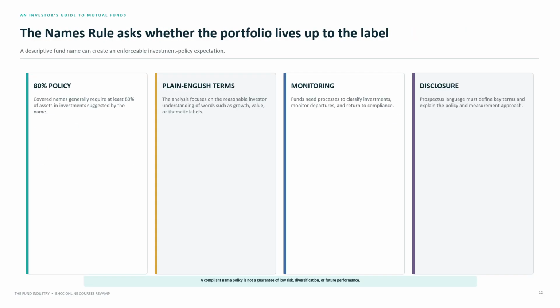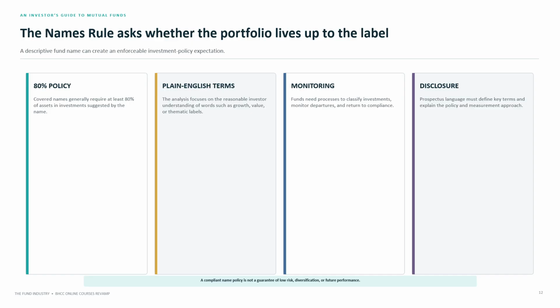The names rule asks whether a descriptive fund name creates a reasonable expectation about the portfolio. For covered names, the fund generally needs an 80% investment policy tied to the meaning of that name. The terms must be interpreted in plain English. The fund needs a process for classifying investments and monitoring departures, and the prospectus must explain the policy and measurement approach. This matters because the market has never met a popular adjective it could not turn into a product.